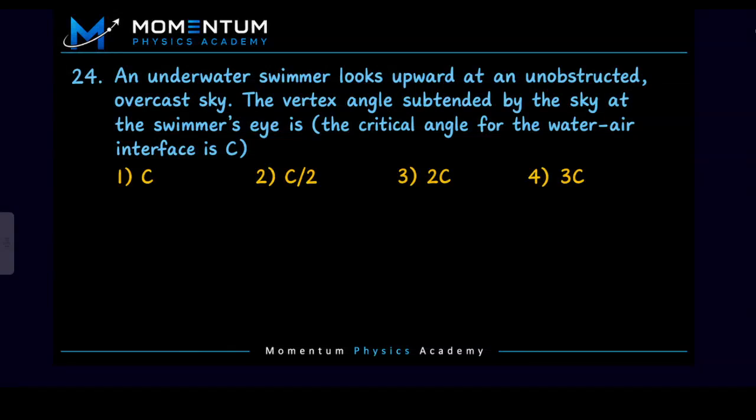An underwater swimmer looks upward at an unobstructed, overcast sky. The vertex angle subtended by the sky at the swimmer's eye is how much? The direct one now. They given P is the critical angle. How much the vertex angle they ask him to find? How much the vertex angle?